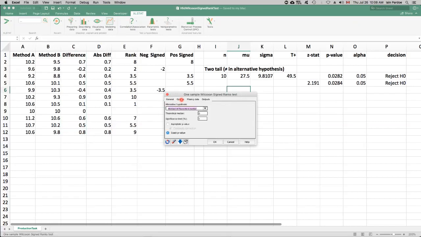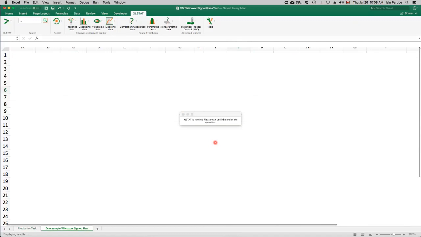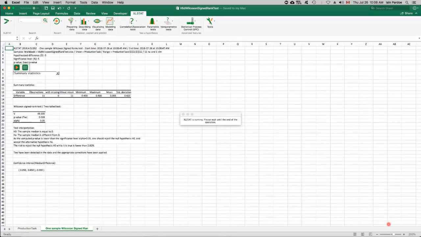And then under options, we'll do a two-tail test, theoretical median of 0, median of the difference, and we'll do an exact p-value calculation. And here's the results.